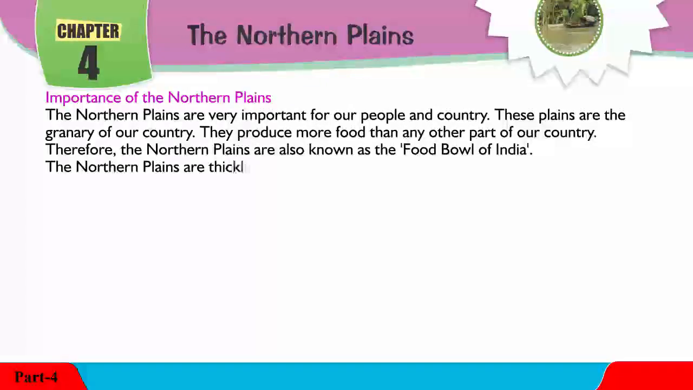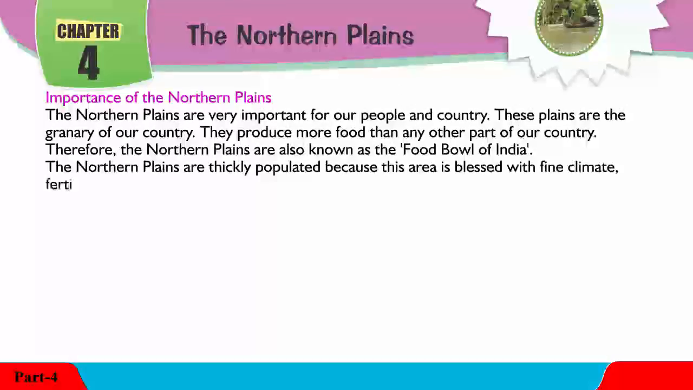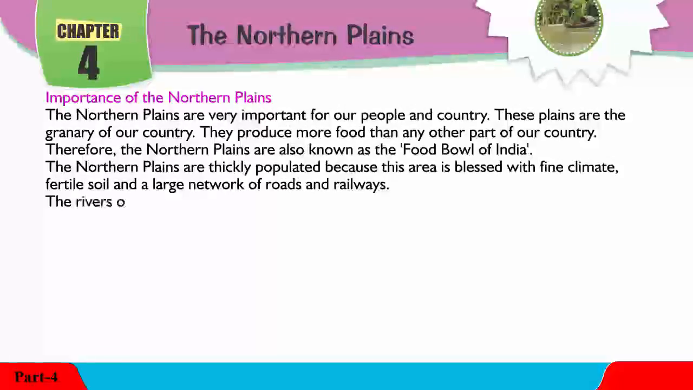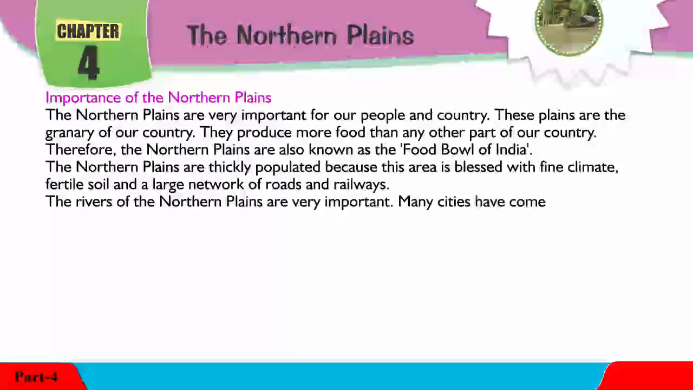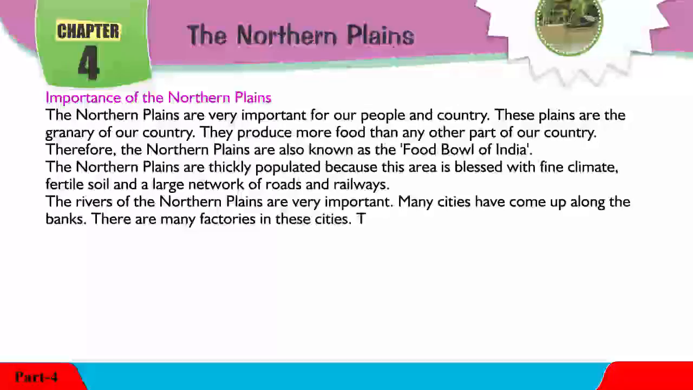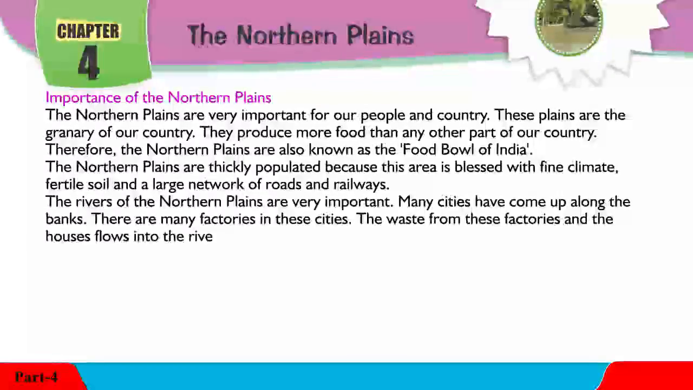The northern plains are thickly populated because this area is blessed with fine climate, fertile soil, and a large network of roads and railways. The rivers of the northern plains are very important. Many cities have come up along the banks. There are many factories in these cities. The waste from these factories and the houses flows into the rivers and makes the water dirty.